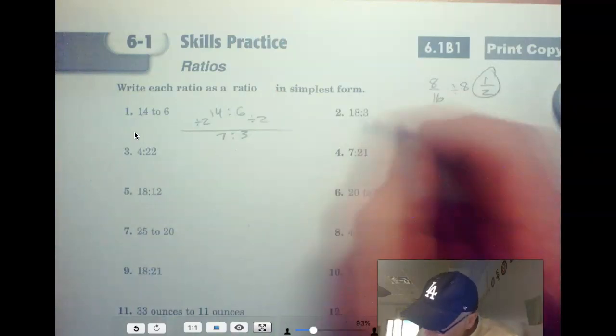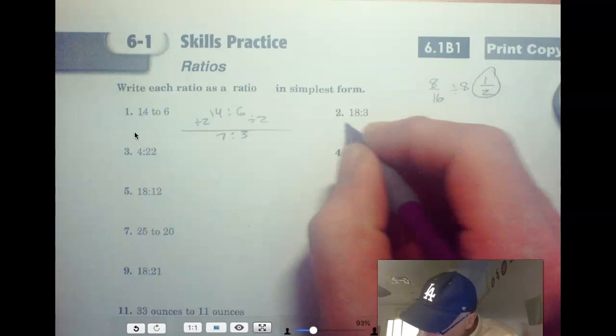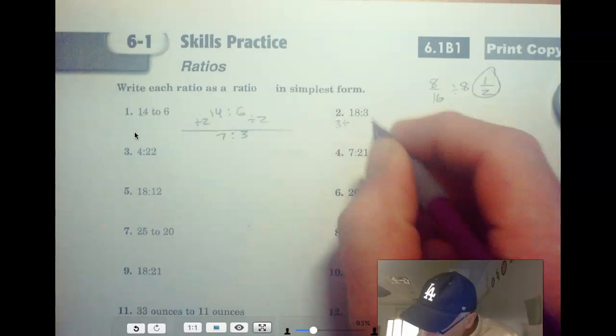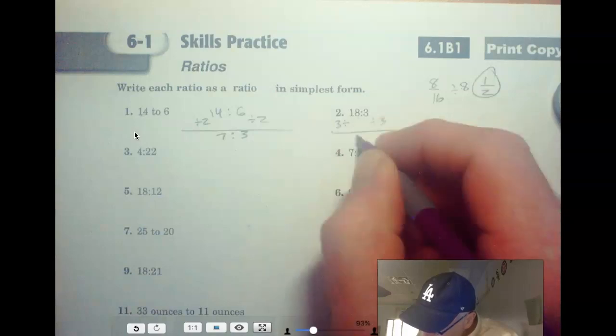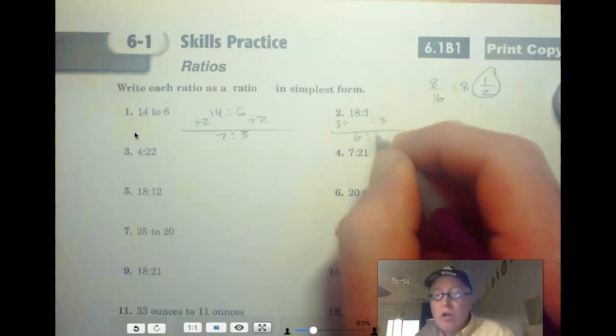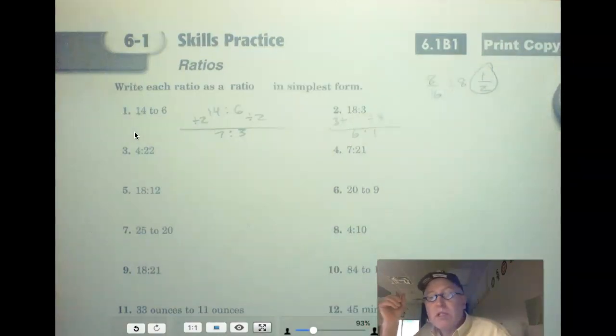So 18 to 3, let's see, I could divide them both by 3. I could divide this side by 3 and divide this side by 3. 18 divided by 3 would be 6. 3 divided by 3 would be 1. My ratio in simplest form is 6 to 1.